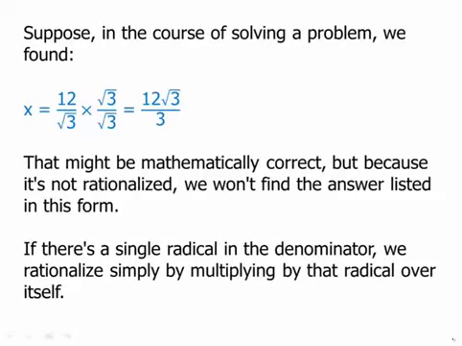Then we can cancel the 12 divided by 3. That becomes 4. We get 4 root 3. That is the rationalized form. So the answer would never be written in the form 12 divided by root 3. It would be written in the form 4 times root 3.